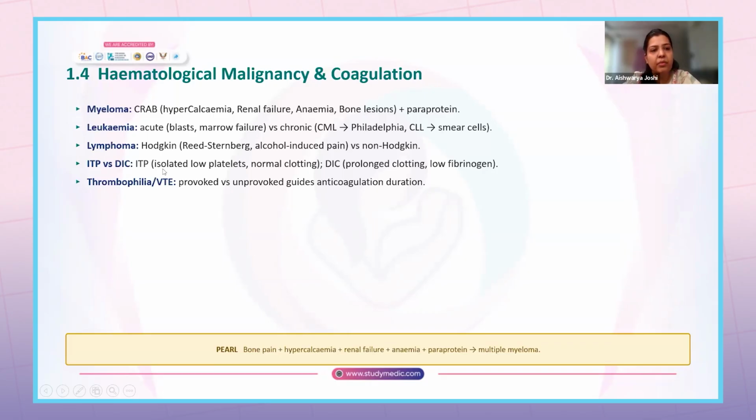ITP versus DIC. ITP idiopathic, there is low platelet and normal clotting screen. DIC, there is increased clotting time and fibrinogen less. Thrombophilia or venous thromboembolism. You have to find out if it is provoked, that is there an underlying cause, or unprovoked. This is a very important call for your exam. Bone pain, hypercalcemia, renal failure, anemia with paraprotein, or simply if they give you elevated total serum protein, it indicates multiple myeloma and it happens in elderly. The scenario will have individuals more than 65 years of age.